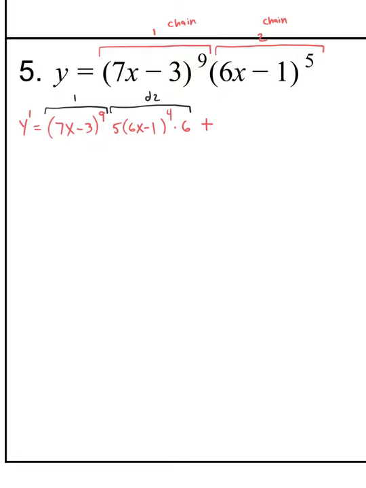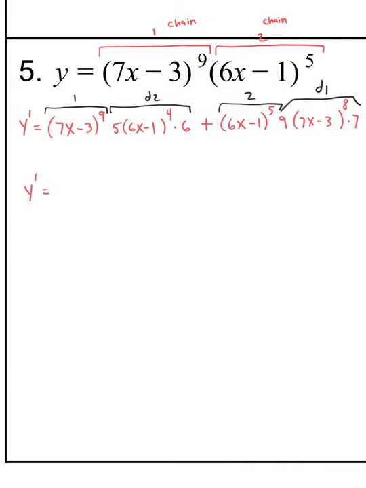Now we have plus in the middle. We come back with the second function as is, so 6x minus 1 to the 5th. And now we take the derivative of the first function. So the derivative of the outer is 9 times something to the 8th. The inner as is is 7x minus 3, and the derivative of the inner, don't forget, is times 7. So this piece right here is the second function as is, and this piece right here is the derivative of the first.